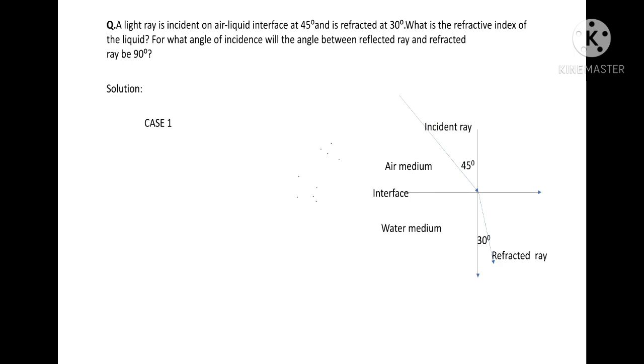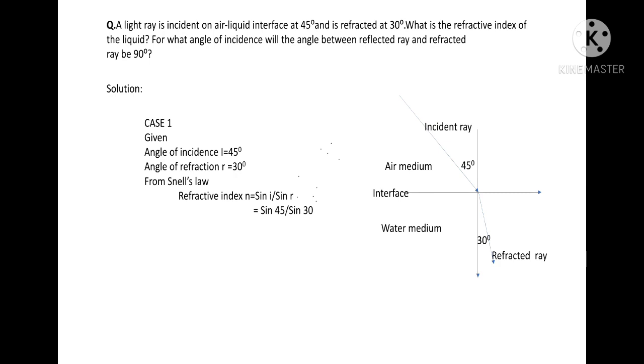The given condition is angle of incidence, let us consider I is 45 degree, and angle of refraction R is 30 degree. We know from Snell's law, refractive index is equal to sin I by sin R. So we substitute the values of I and R, we will get sin 45 by sin 30 degree. We know the trigonometric ratio, sin 45 is 1 by root 2 and sin 30 is 1 by 2. So when you solve it, you will get 2 by root 2, and 2 can be written as root 2 into root 2. So root 2 gets cancelled, so we will get root 2, and we know the value of root 2 is 1.414. So 1.414 is the refractive index of the liquid medium.